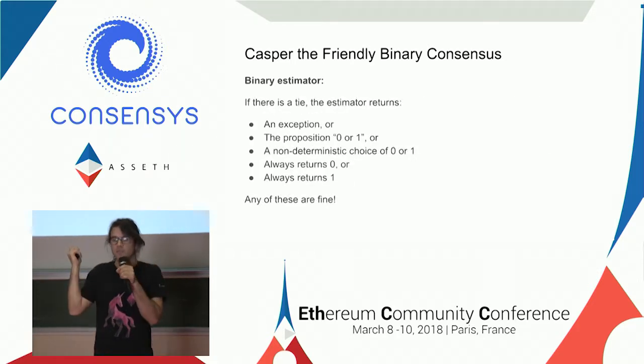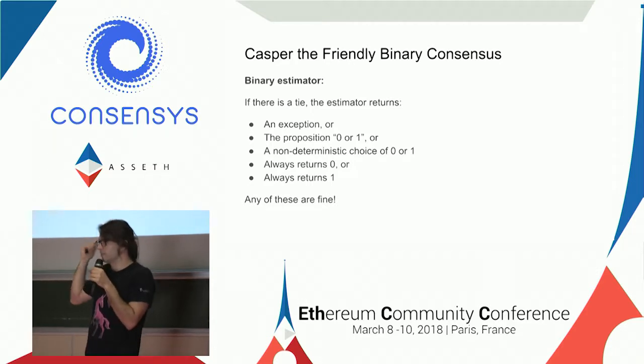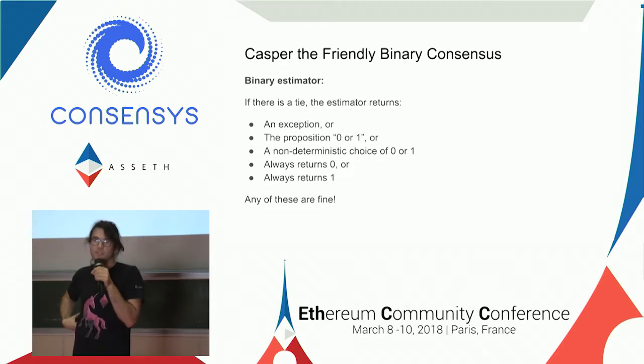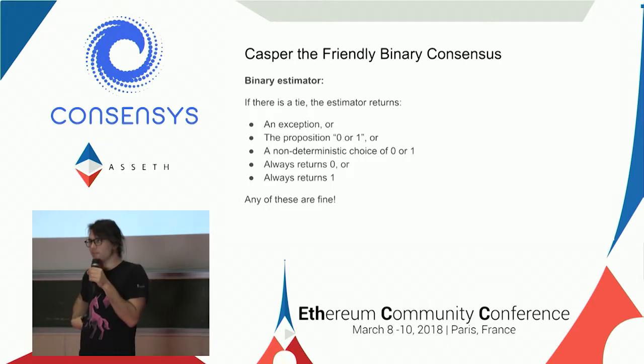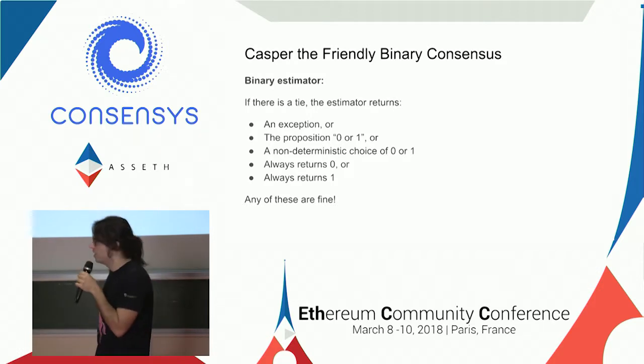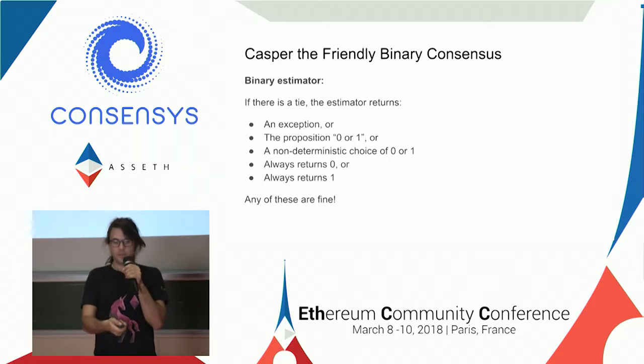If there's a tie, it doesn't really matter. Actually, we can do pretty much anything. We can throw an exception. We can use propositions, non-deterministic choice, always return one or the other. These are all various options that I've tried at various stages, and it doesn't ever end up affecting anything.